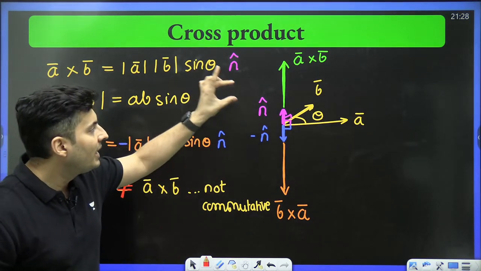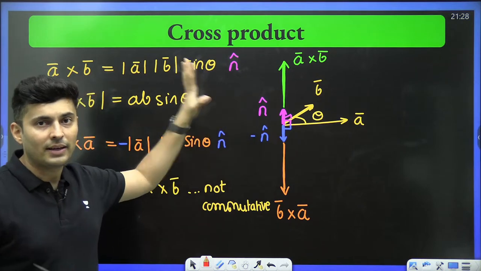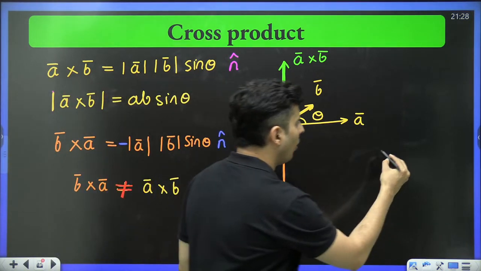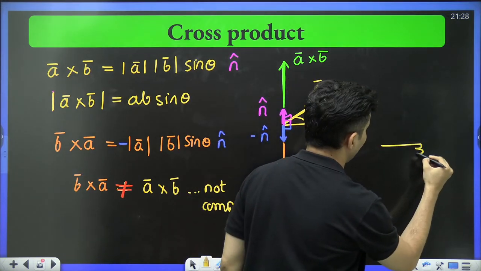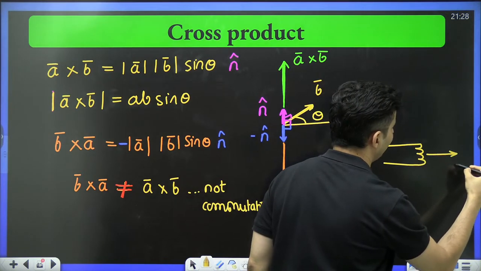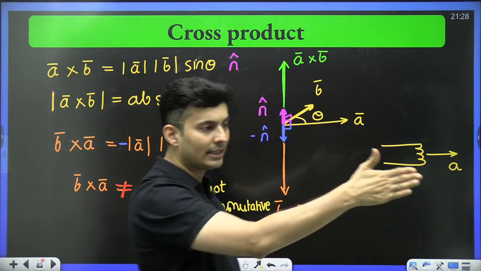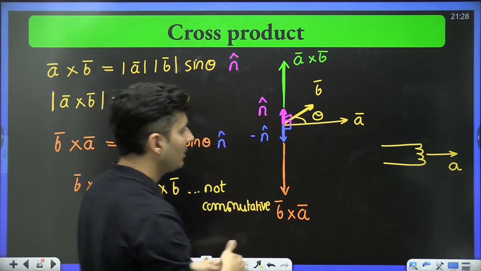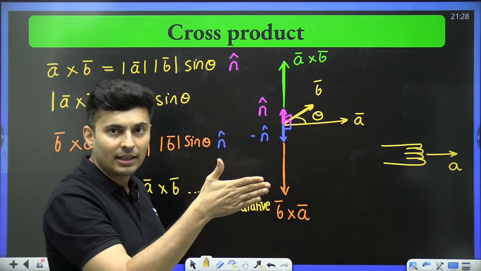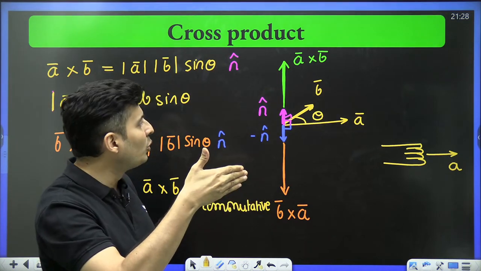Now, how did I decide the direction of n hat? Basically, you have to hold your fingers of your right hand, four fingers of your right hand, in the direction of A. This is your right hand, like this. Can you see the four fingers? These are your four fingers, in the direction of A, like this. Then slowly move towards B.